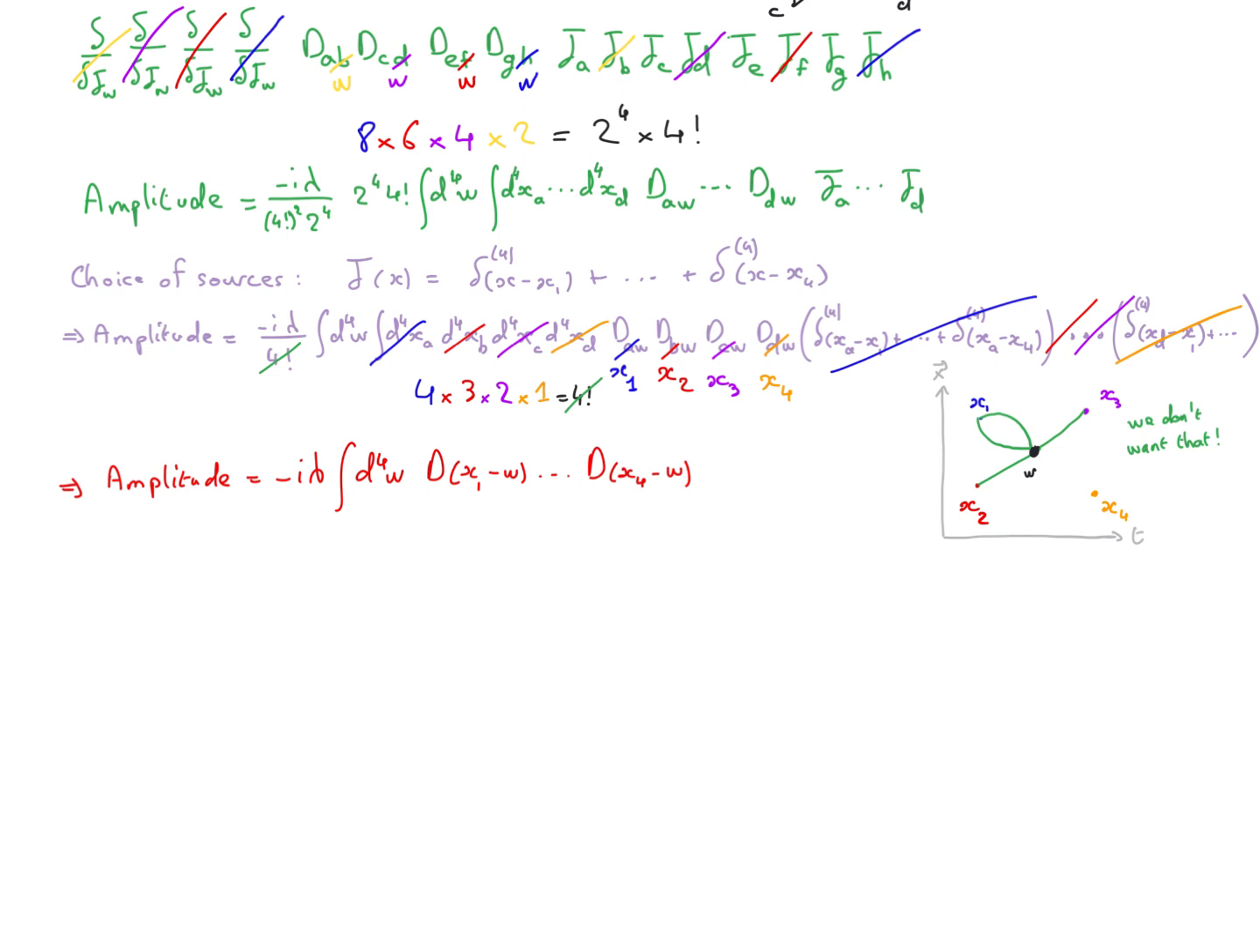Now it's time to replace these propagators by their explicit expression. A note about convention: we can choose a sign in front of the exponent because we are integrating over all momenta from minus infinity to infinity. And by convention, we choose a minus sign for an incoming particle and a plus sign for an outgoing particle.